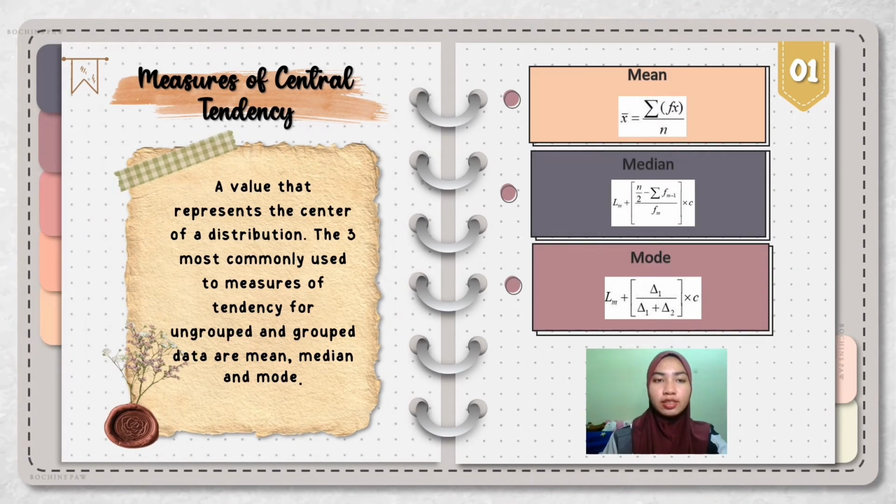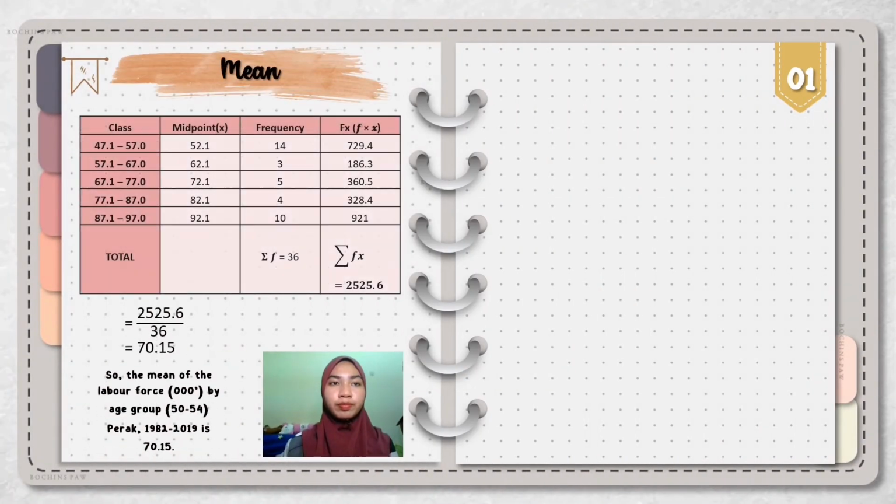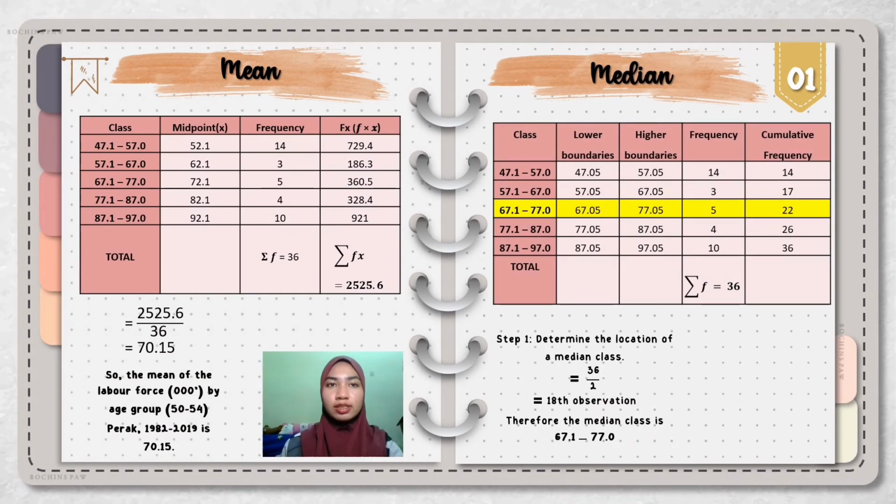Next, numerical descriptive measures that tell about a value that represents the center of a distribution. The three most commonly used measures of central tendency for ungrouped and grouped data are mean, median, and mode. The sum of the frequency is 36, while the sum of fx is 25.6. So the result after dividing the two amounts is 70.15. So the mean of the labor force by age group 50 to 54 Perak from 1982 to 2019 is 70.15.